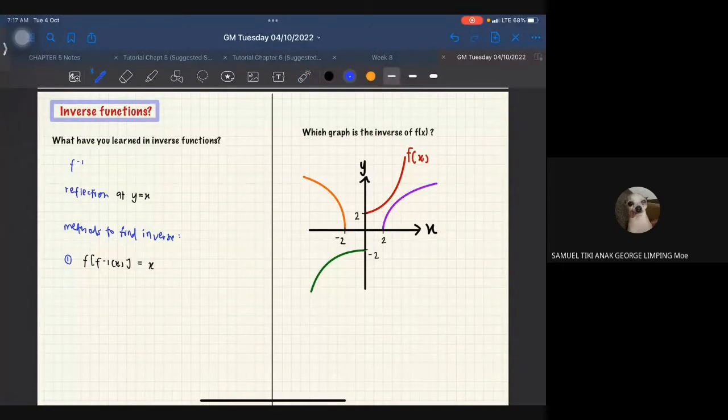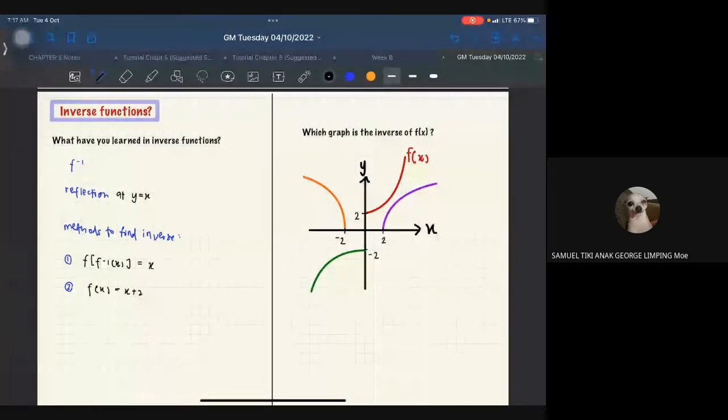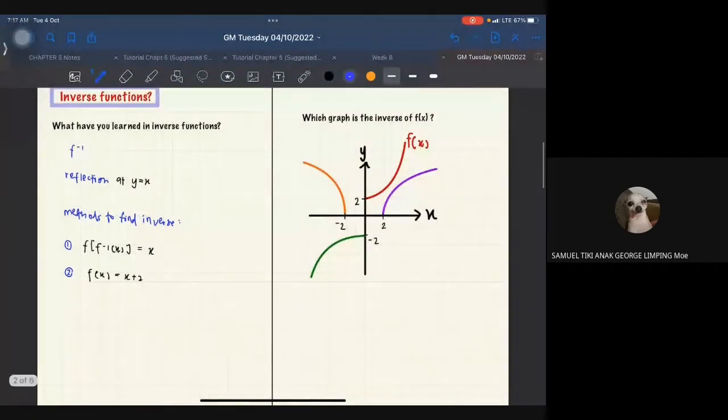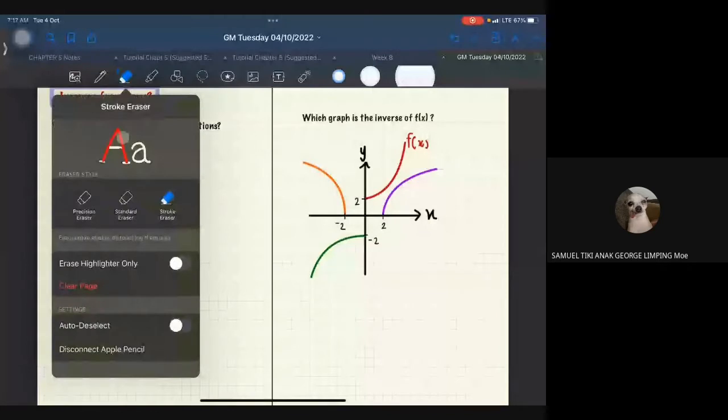So the second method is, let's say lah awak ada satu function. Contohnya saya ada function f(x) equals to x plus 2. Contoh. Okay, so apa yang saya buat dekat sini is saya akan let y equals to f(x). Okay, so saya akan let f(x) tu sama dengan y.